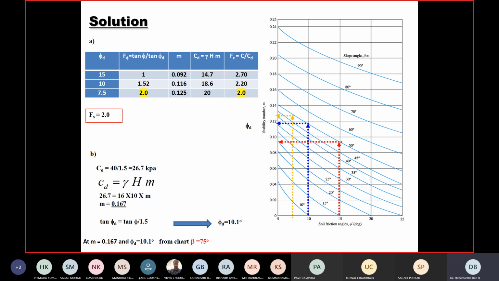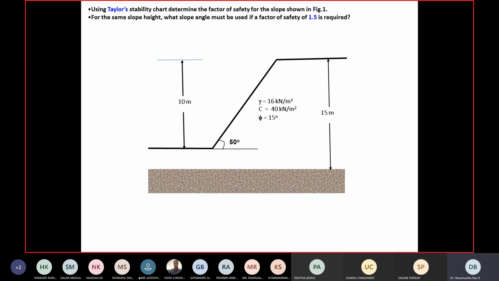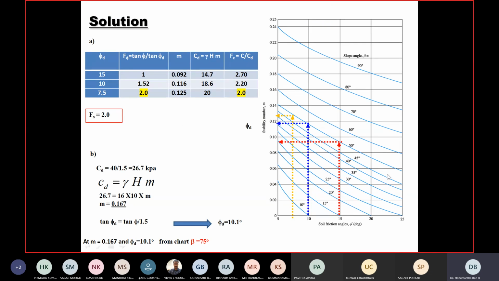Sorry, the different value. Beta is 50, phi is 15. Beta is 50. Pick up the value of the stability number m, which can be taken as 0.92. Then we can calculate the factor of safety as a function of the cohesion, that is c by c d.